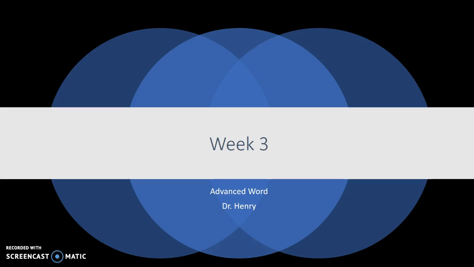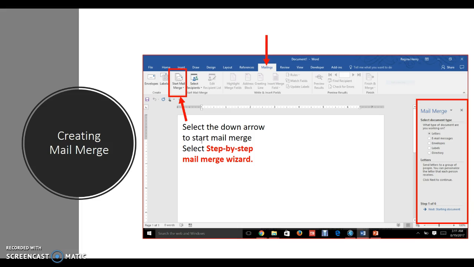Welcome to week 3. Week 3 will continue our work with Advanced Word, specifically creating mailing labels. We will start by selecting the Mailings tab after we've opened Microsoft Word.